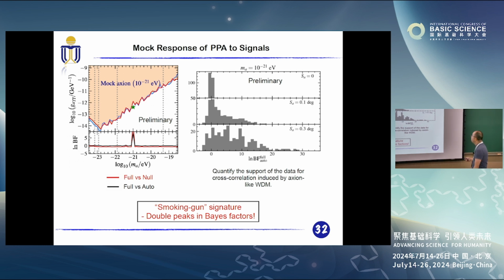As for the right panel, we can see the different scenarios: the zero signal case, signal strength of 0.1 degree, and signal strength of 0.3 degree. As the signal strength increases, the peak for the black Bayes factor becomes sharper and sharper. This is consistent with our expectation.